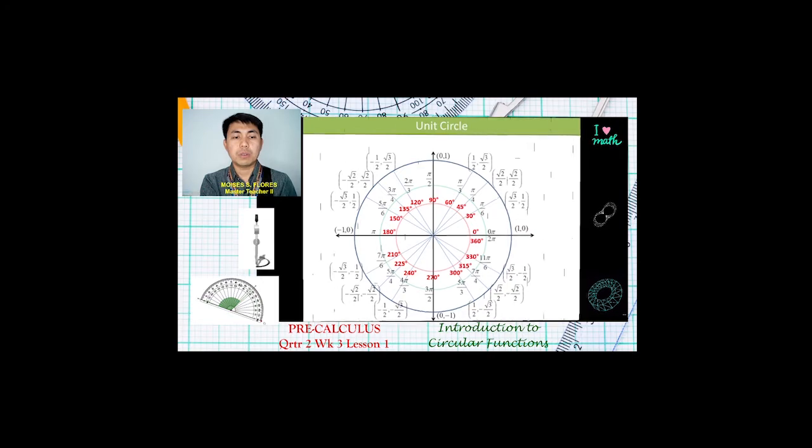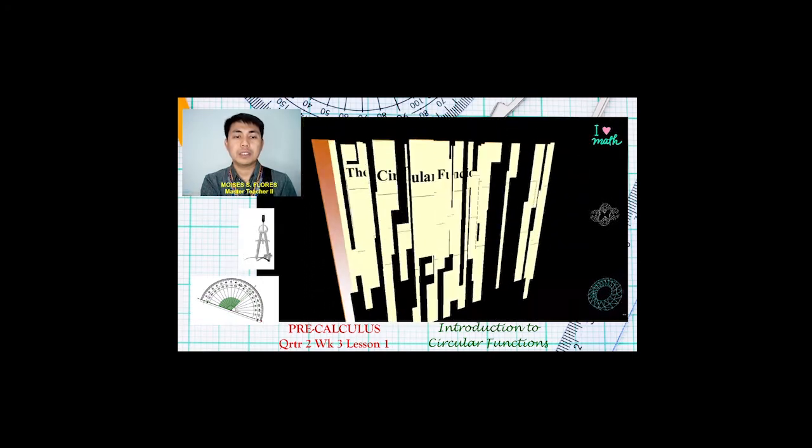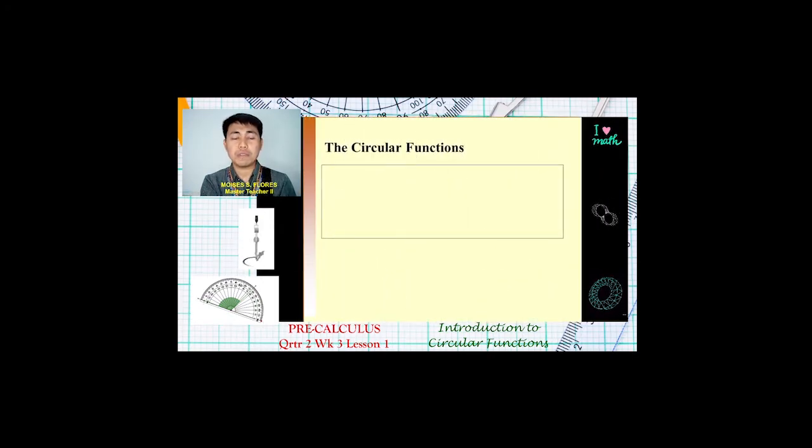Now, as we introduce circular functions, we define the 6 trigonometric functions in such a way that the domain of each function is the set of angles in standard position. These angles are measured either in degrees or in radians. And of course, in our lesson, we would modify these trigonometric functions so that the domain will be real numbers rather than a set of angles.